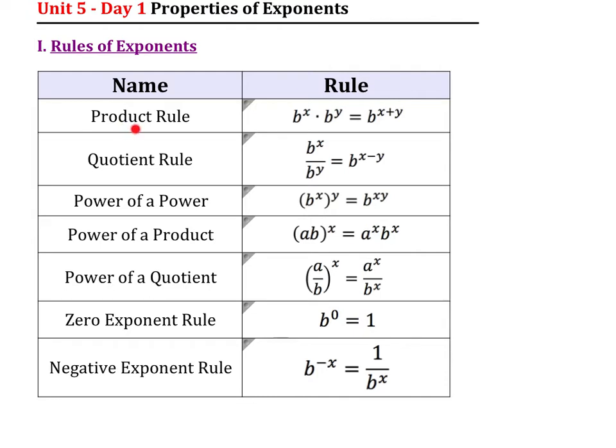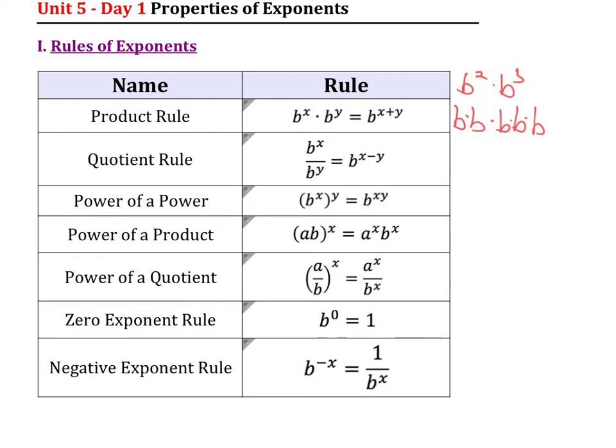So the first property we have is going to be the product rule. And that means if you have two exponential expressions with the same base, in this case it's b, being multiplied together, so you see that b, that base, written twice, you would add the exponents together. Now the reason why that works is, let's say I had b to the second times b to the third. Well, that means I'd have 2 b's times 3 more b's. Well, all total, I would have 5 b's together. So I'm essentially adding those.